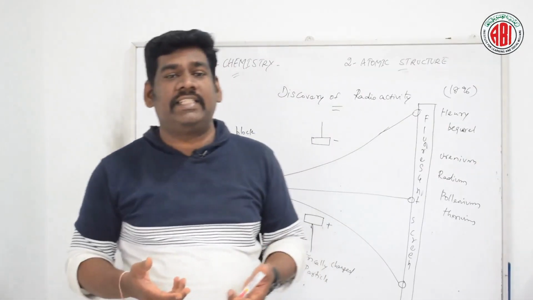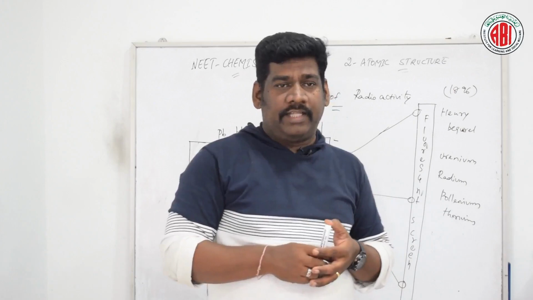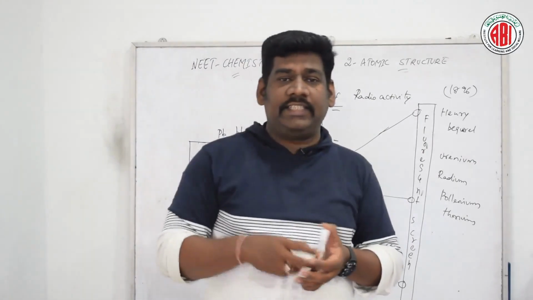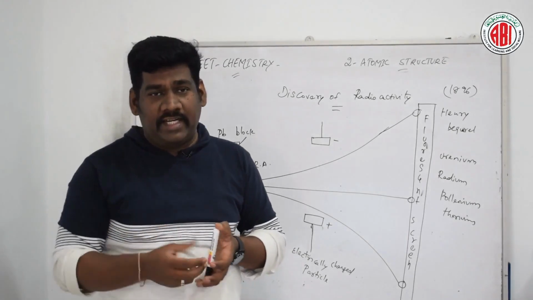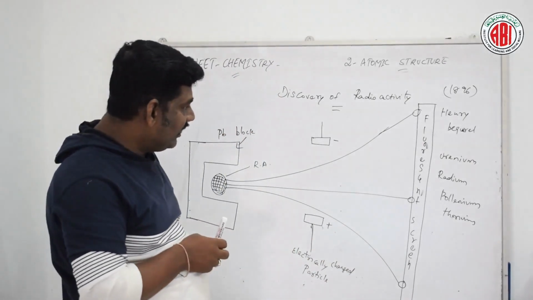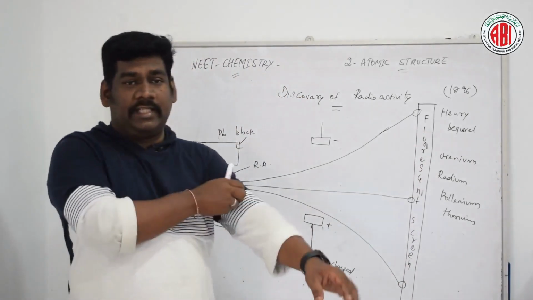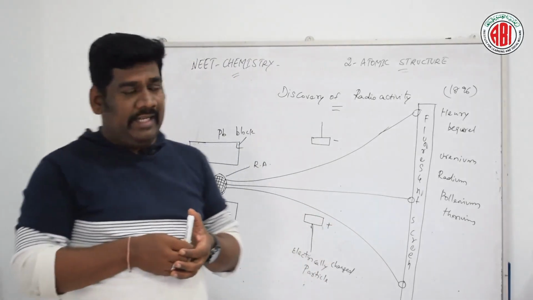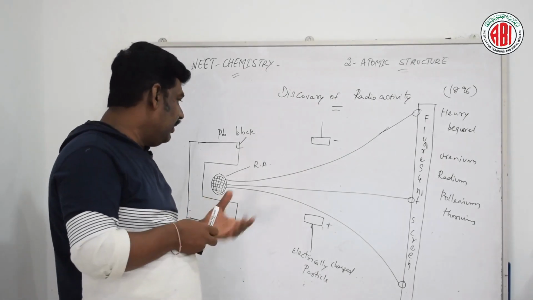What happens? These rays start to deviate, or are deflected, according to the strength of the electric field and magnetic field. The deflection of these rays was recorded on a photographic plate, as given in this figure. You can see this is the photographic plate, a fluorescent screen, and there we are able to record the deflections of these radiations.